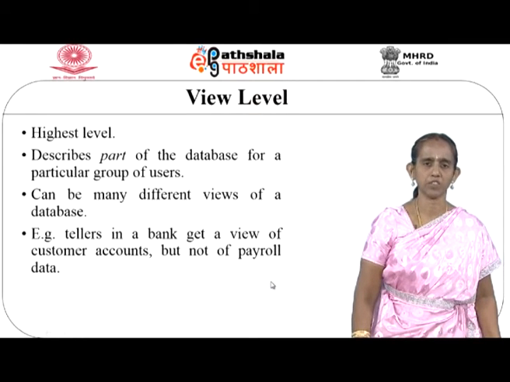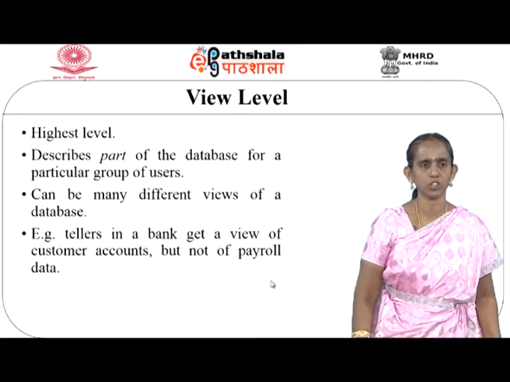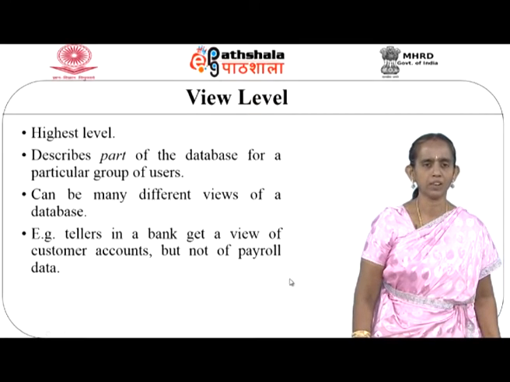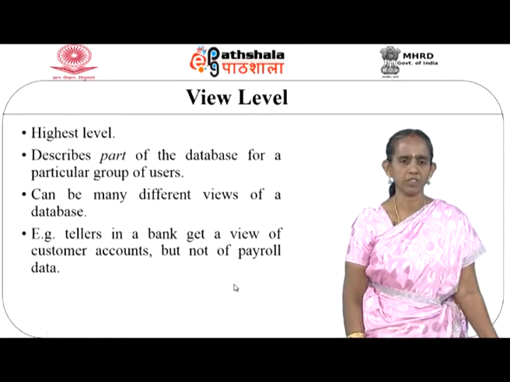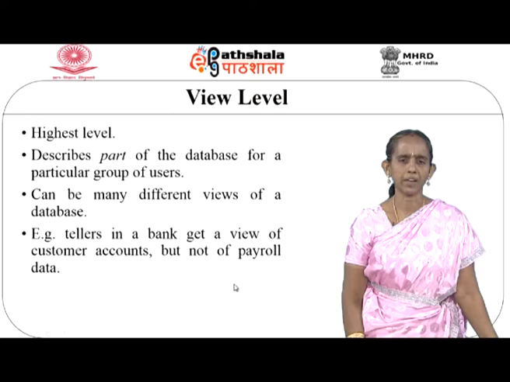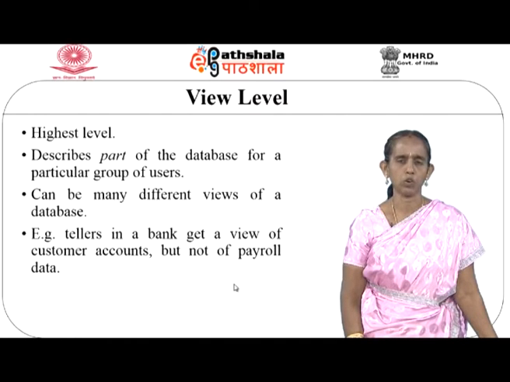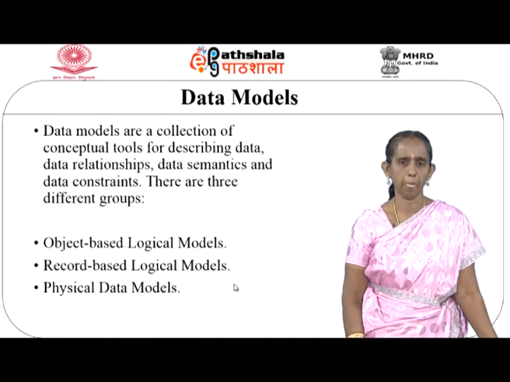The next level of abstraction is the view level of abstraction, which is the highest level. Here, this describes the part of the database for a particular group of users. There can be many different views of a database. Example, tellers in a bank get a view of customer accounts but not of the payroll data.